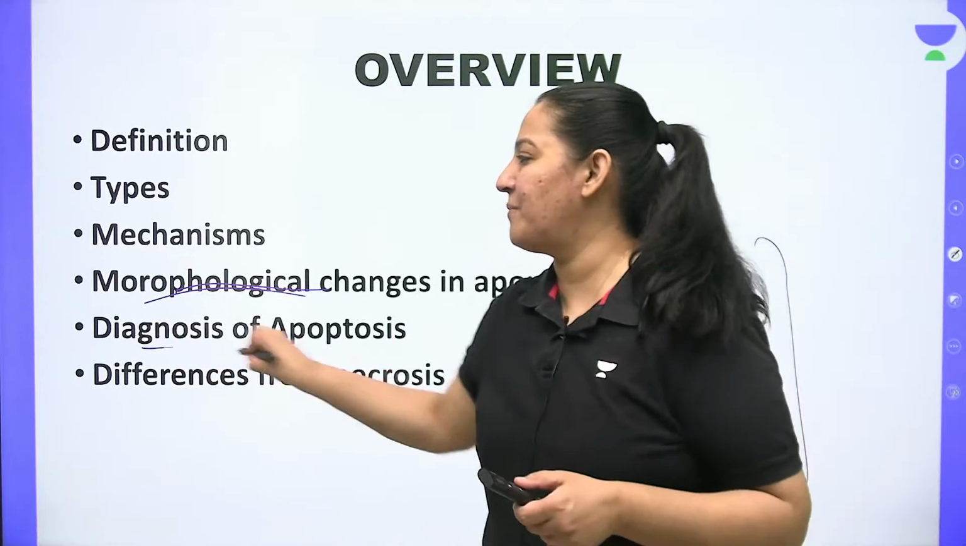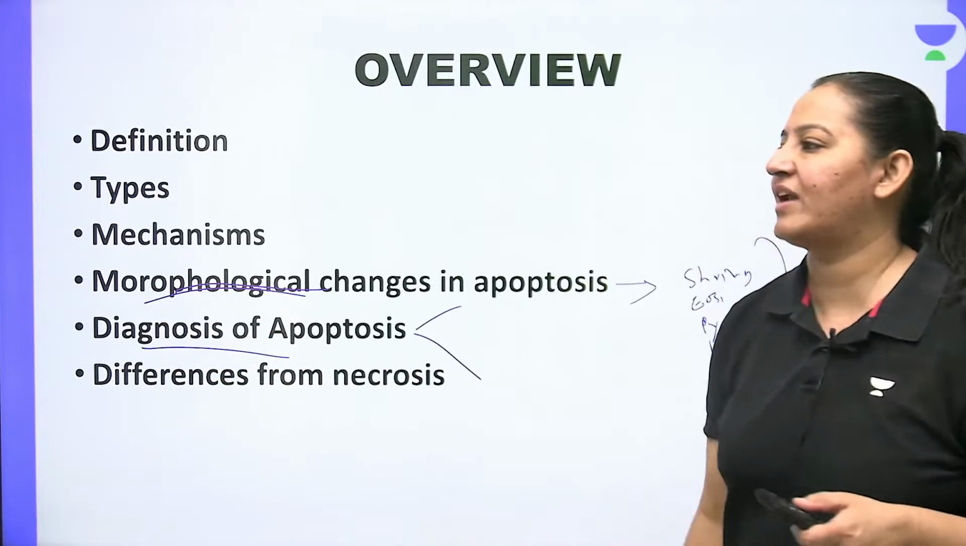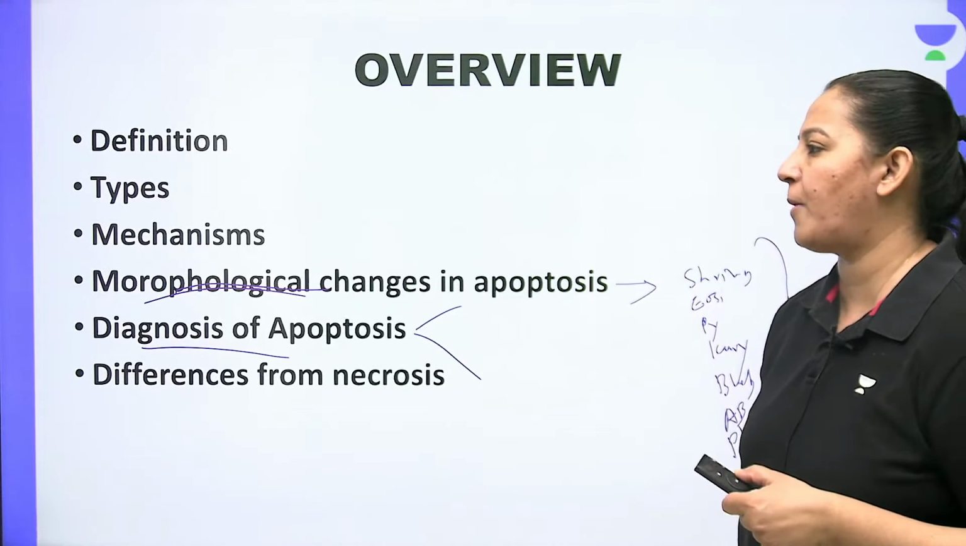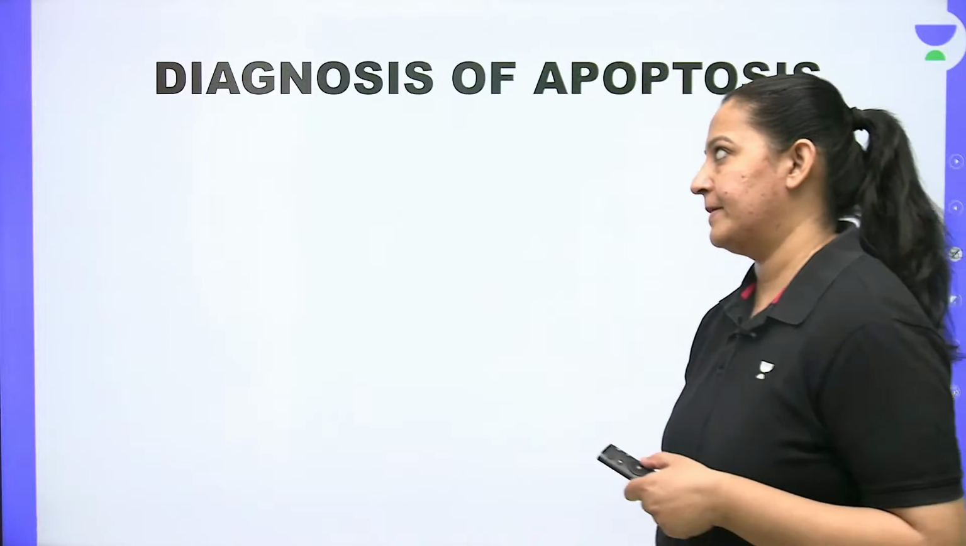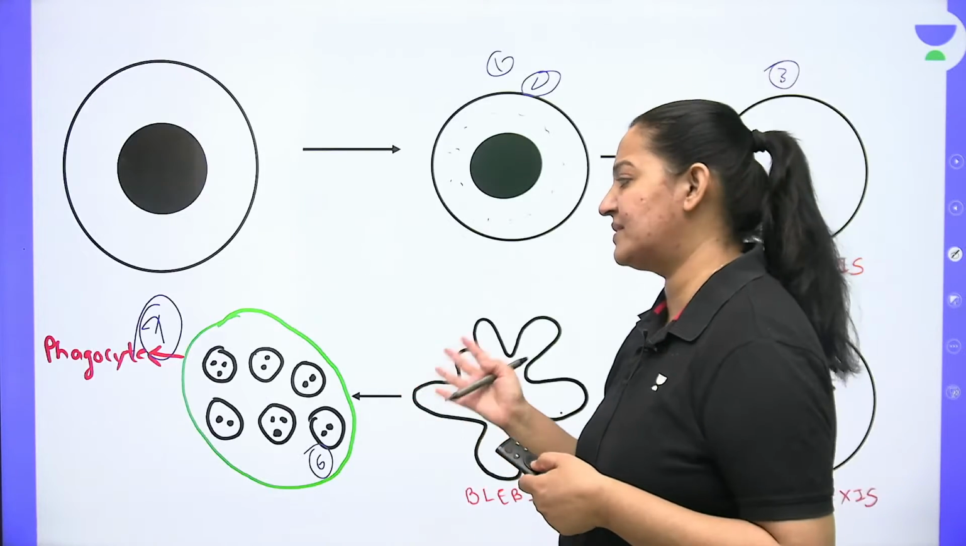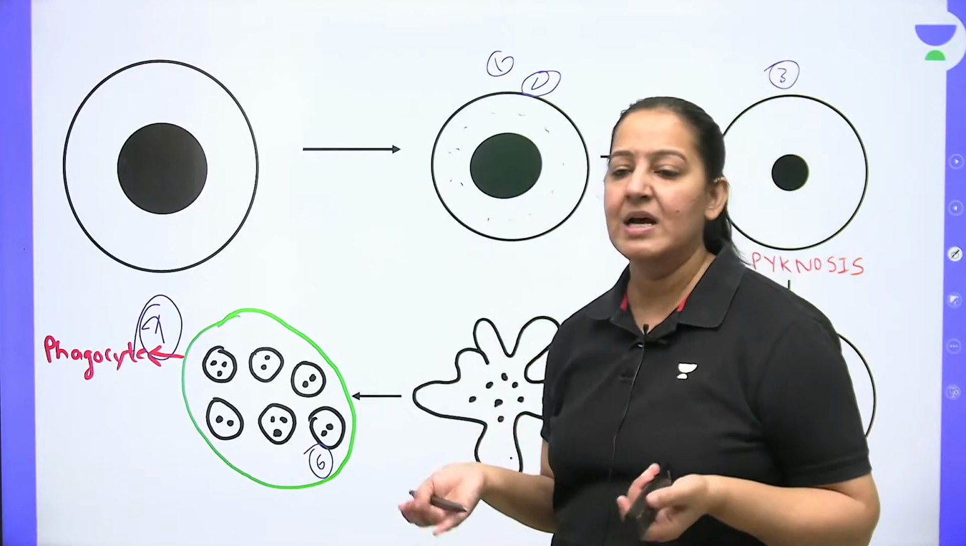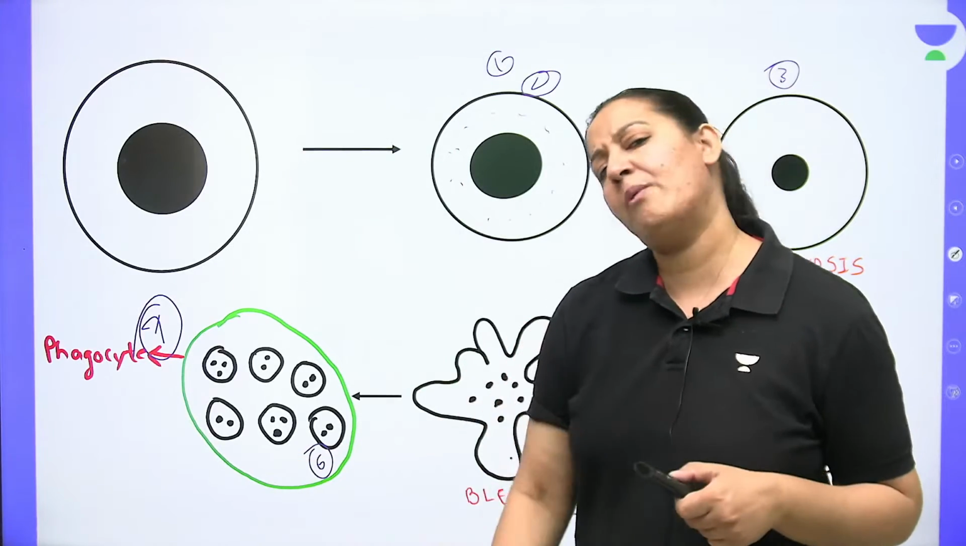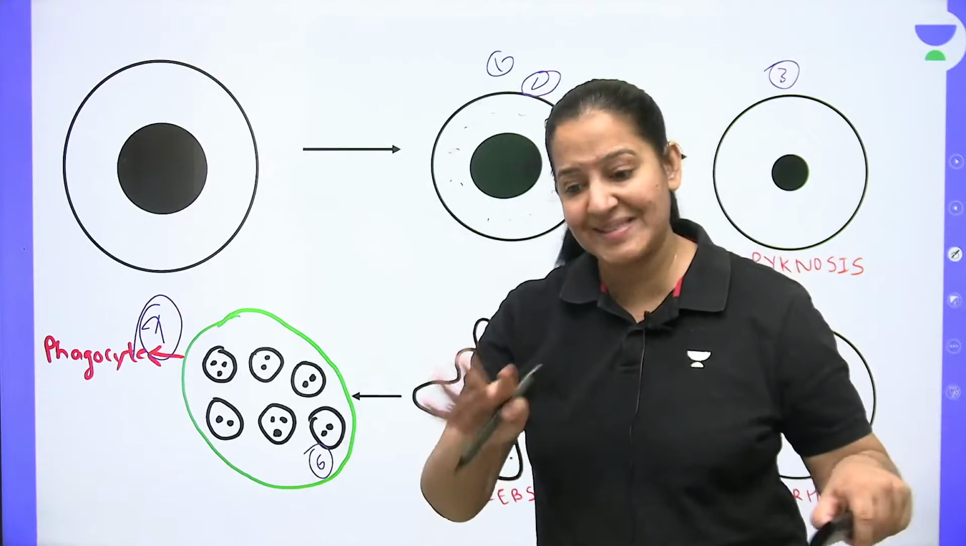Coming to the diagnosis of apoptosis, there are only 2 things for diagnosing apoptosis. What are the 2 ways of diagnosing apoptosis? I have told you all these changes now, but still you feel, ma'am, I got confused with this cell. It is more pink, it is smaller, but how do I confirm that this cell among all the cells on a slide is apoptotic?